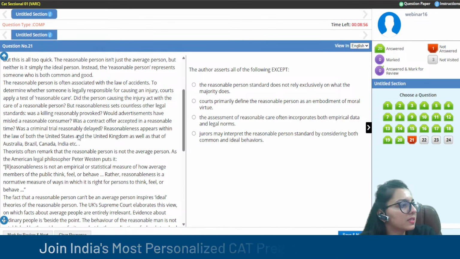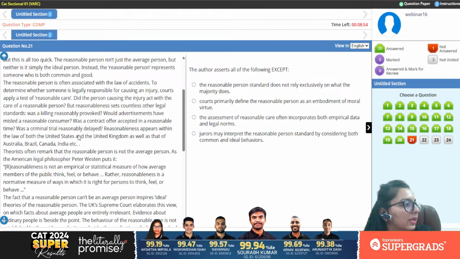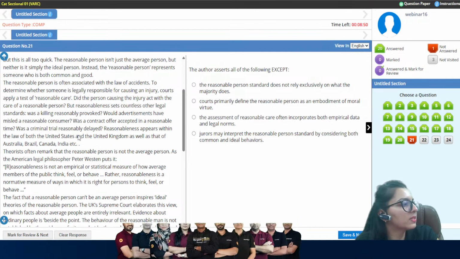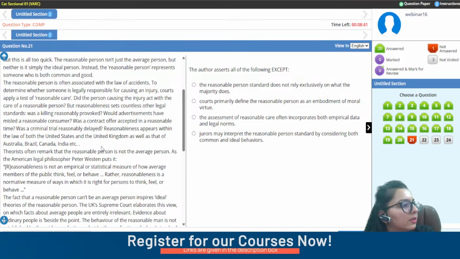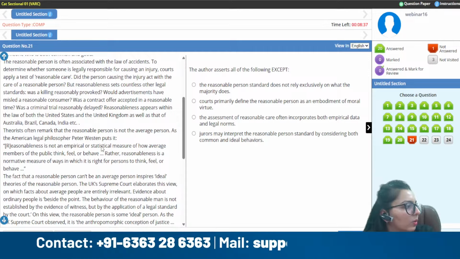But reasonableness sets countless other legal standards. Was a killing reasonably provoked? Would advertisements have misled a reasonable consumer? Was a contract offer accepted in a reasonable time? Was a criminal trial reasonably delayed? Reasonableness appears within the law in all of these.